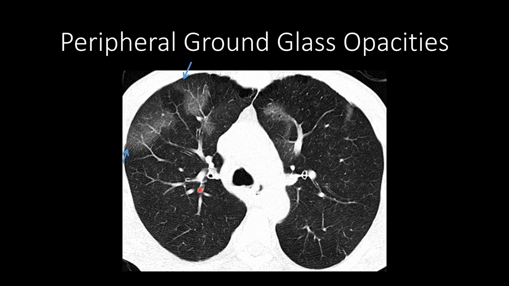This is another patient under investigation, and in this case we can see these ground glass opacities in the periphery of the lung, which are starting to become confluent. So you could imagine that maybe there were 2 or 3 nodules here, and now those nodules have increased in size, creating a confluent peripheral ground glass opacity.